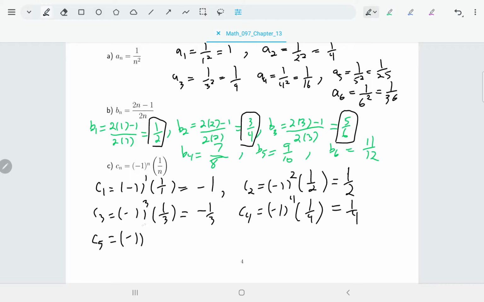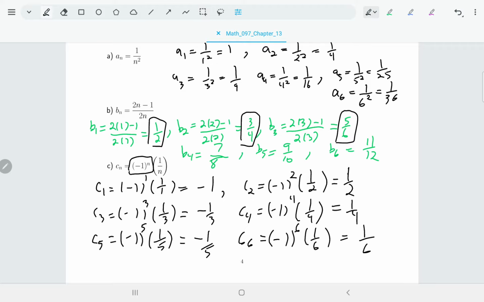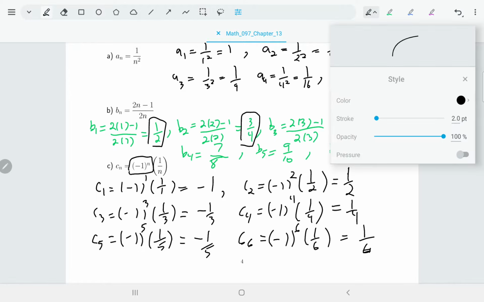So if we're putting together a sequence that's alternating, like this one is, then the formula for an alternating sequence, one that goes between positive and negative back and forth, is going to involve a minus 1 to a power, and that's what gives us the alternating part of our sequence. So just finishing things off here, we've got c6 is positive 1/6. So there we go, we've got ourselves a nice alternating sequence.